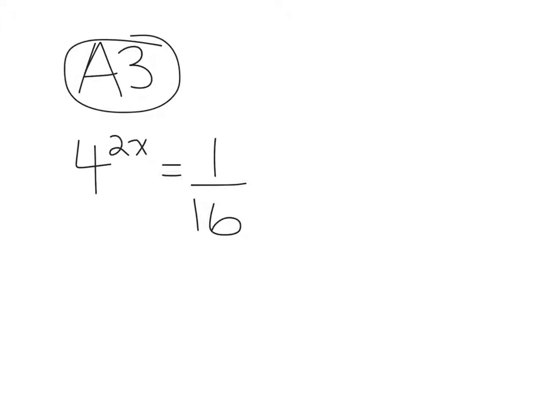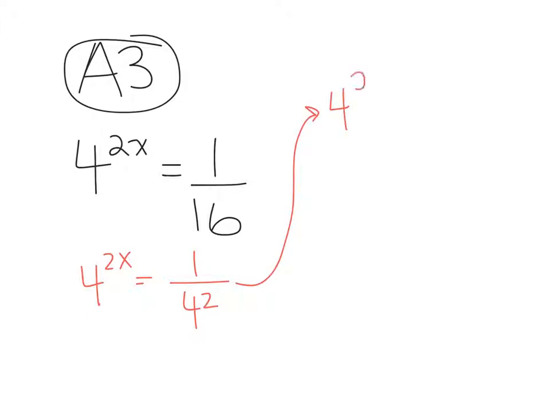So 4 to the power of 2x equals 1 over 16. So to me, I can see that 16 definitely can be written as a base of 4, because 4 squared is 16. So I'm just going to change mine to 4 to the 2x equals 1 over 4 squared. And then instead of having the 1 over business there, I know 1 over something usually means it has a negative exponent. So I'm going to change that to 4 to the power of negative 2.